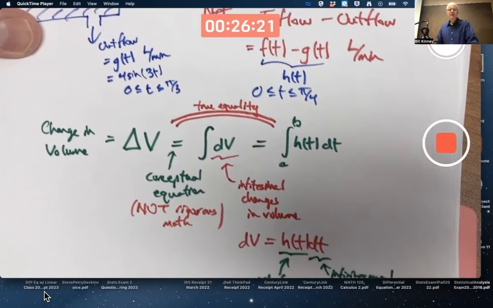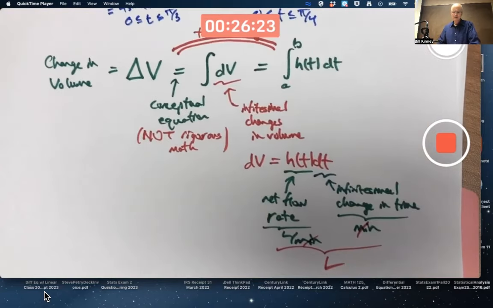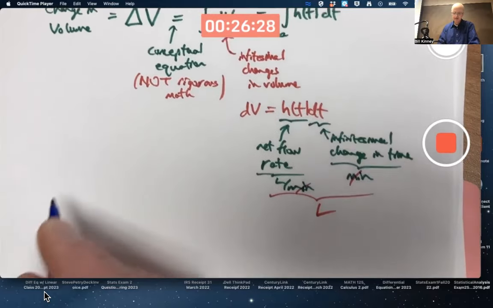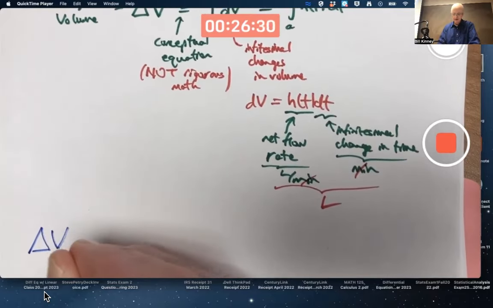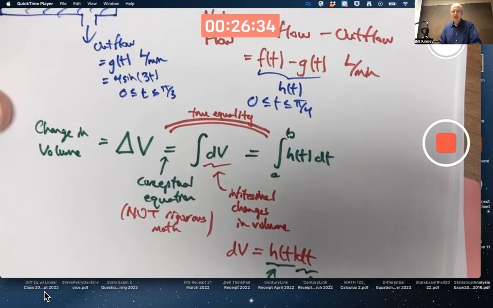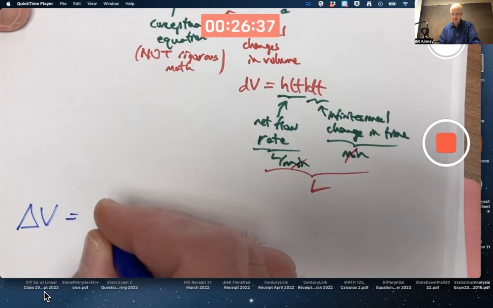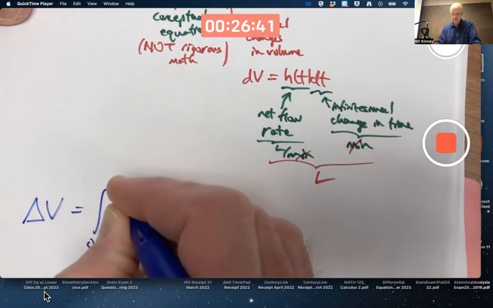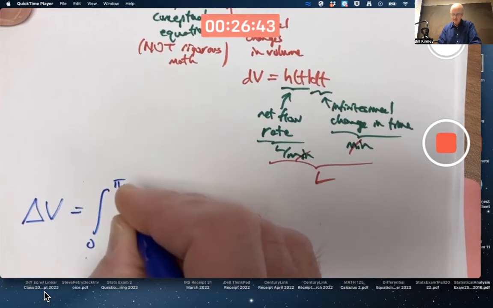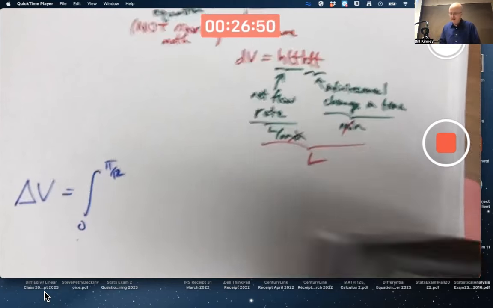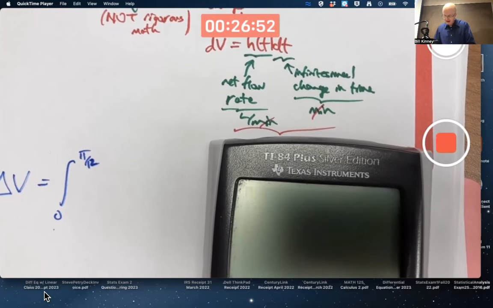All right, now let's actually do the calculation to find the change in volume over some interval of time. Should I go 0 to pi over 4? I could. Actually, with the previous class, I went 0 to pi over 12, so I'll stay the same with you guys. So I made it pi over 12. I could do 0 to pi over 4, but what I pick is pi over 12. How long is pi over 12? We are in minutes here.